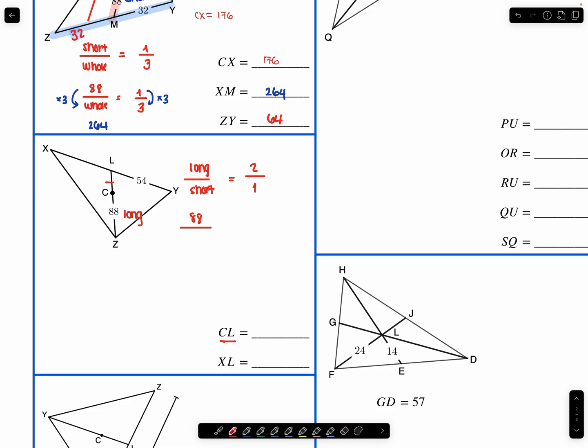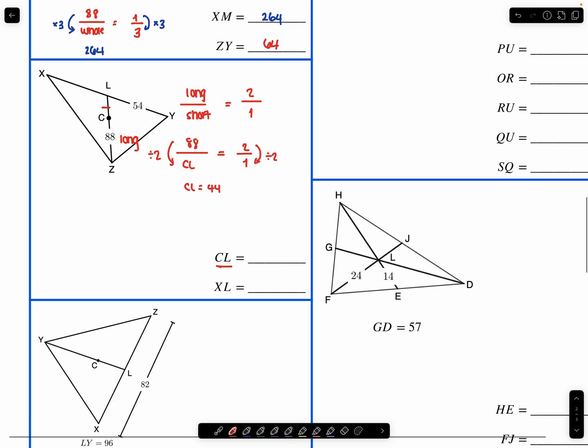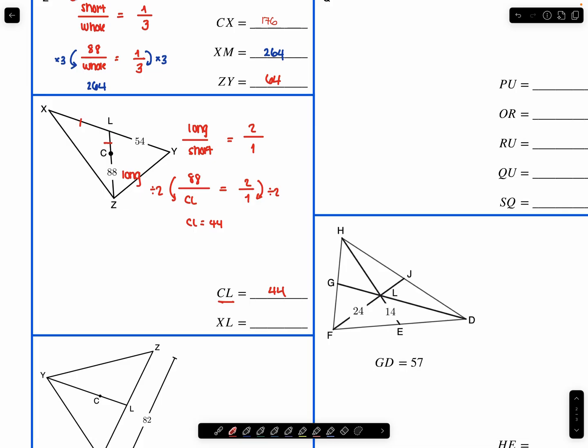We're trying to find the short, which is CL, and the ratio is 2 to 1. So to get from top to bottom here on the right-hand side, we're dividing by 2. So to get from top to bottom, we're also going to divide by 2, and so CL happens to be 44. XL is this piece on the left-hand side, which is equal to 54, because L has to be the midpoint.